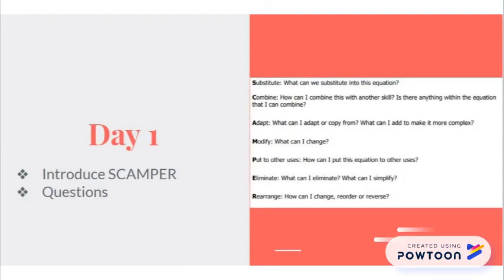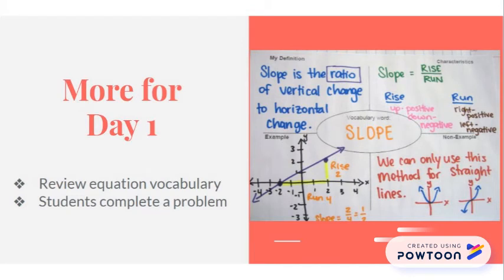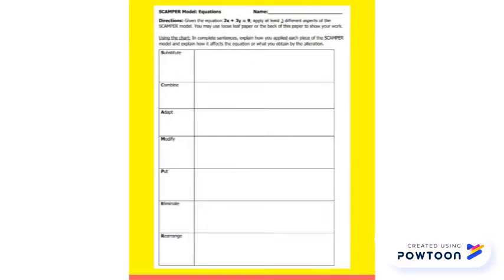On the first day, I will introduce the Scamper model to my students. Then we will review equation vocabulary and students will complete a problem. With that problem, I will use that to determine who will complete the Scamper activity and who will get further instruction from the teacher. This Scamper activity gives the students an equation that they are able to modify.